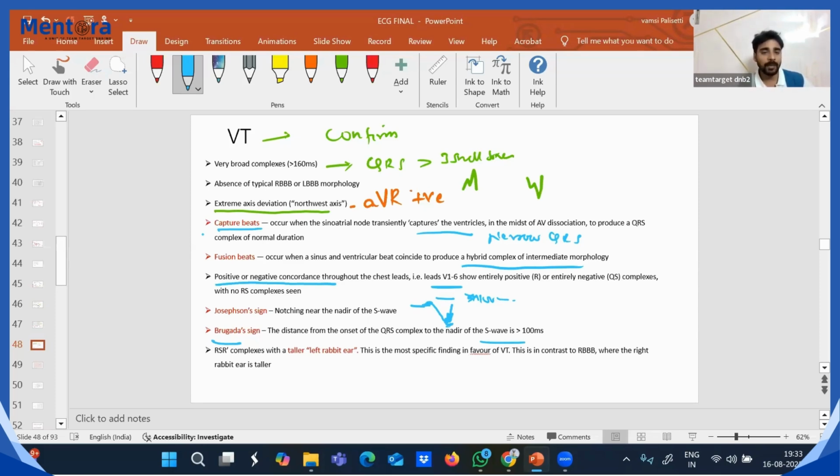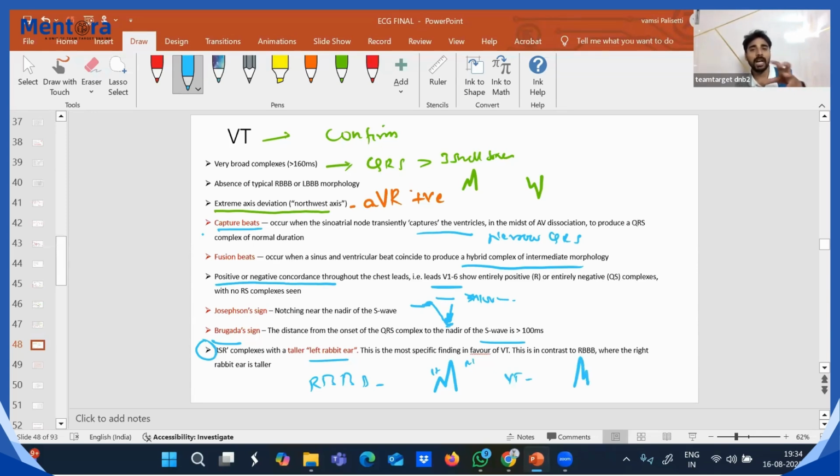And one more specific finding is there. This is the left rabbit ear. What is the left rabbit ear? If you see an RBBB pattern, you will have an RSR pattern, a wide QRS complex. This is your left limb, this is your right limb. Left is small, right is big, like a rabbit ear. But in the case of VT, left will be big and right will be small. That is called the left rabbit ear sign.